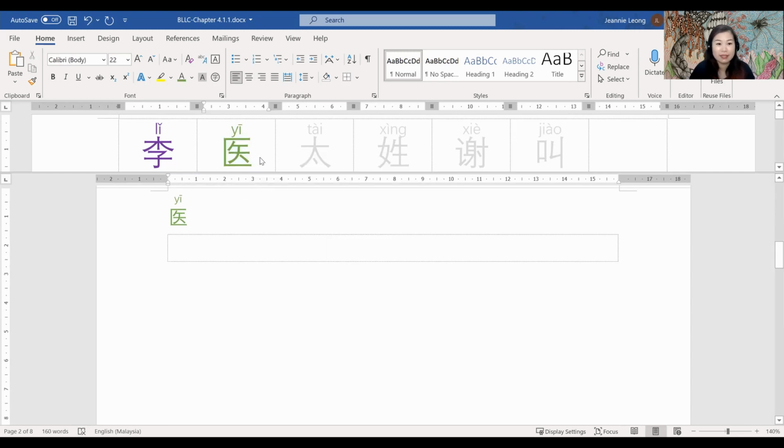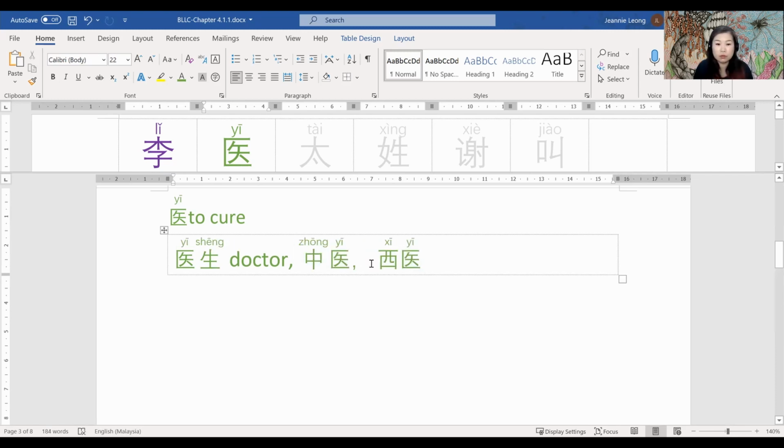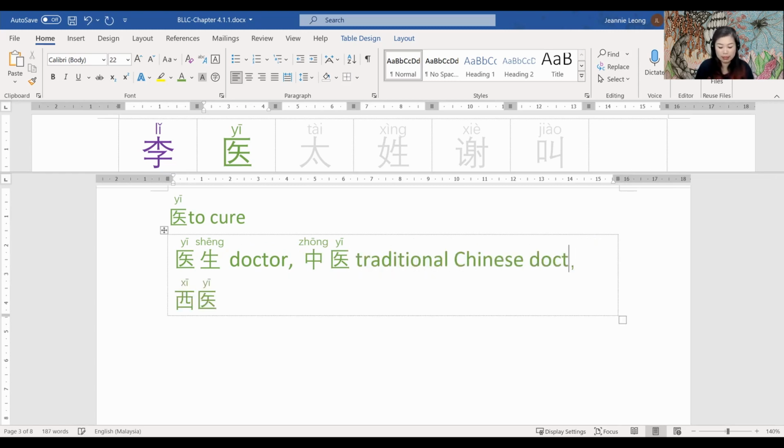The next character is yi, means to cure. So when you think about curing, who does the curing? That would be a doctor. So the word example using yi is 医生, which is doctor. And there are many different kinds of doctors in this world. The ones that I learned in my lessons were 2 types of doctors. The first one is 中医, and the second one I learned was 西医. So 中医 is a traditional Chinese doctor, and 西医 is a Western doctor.